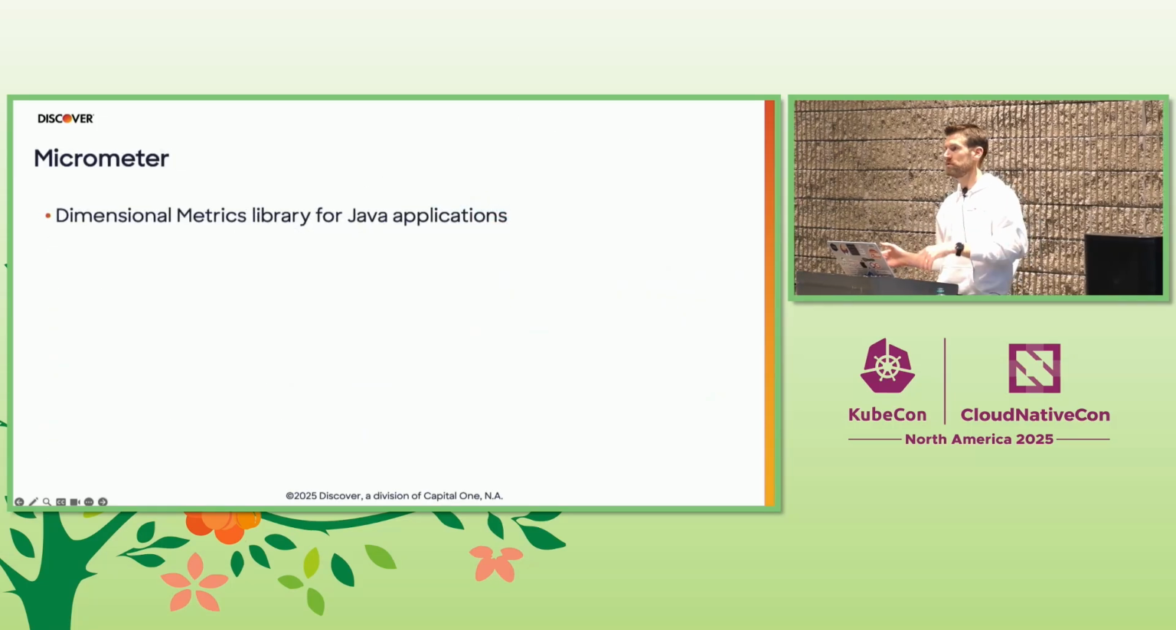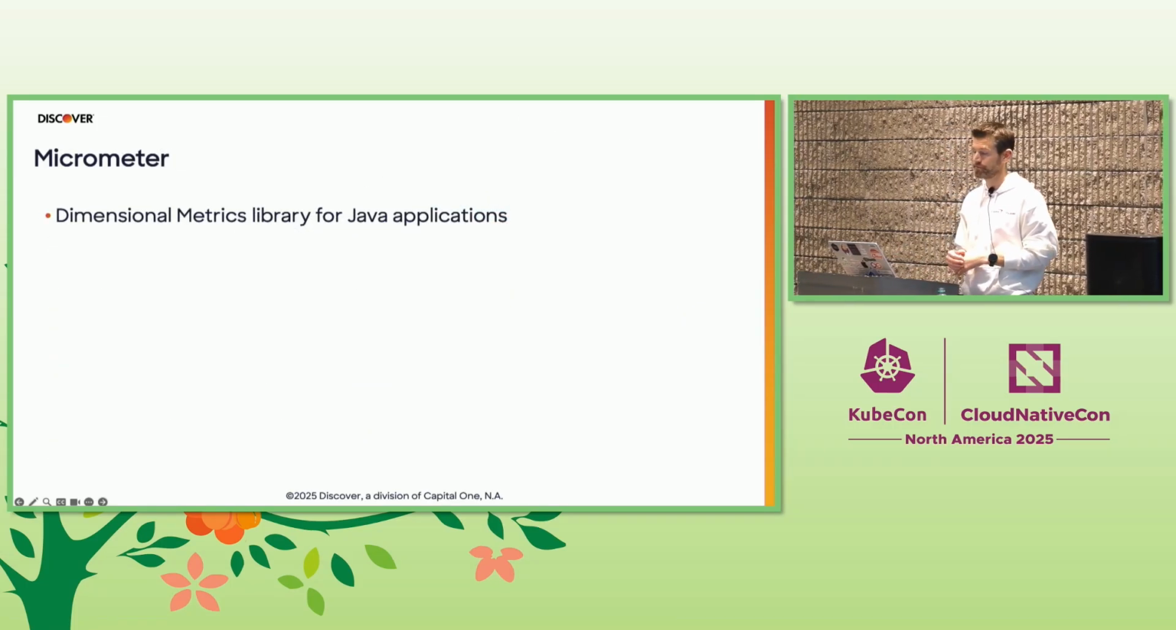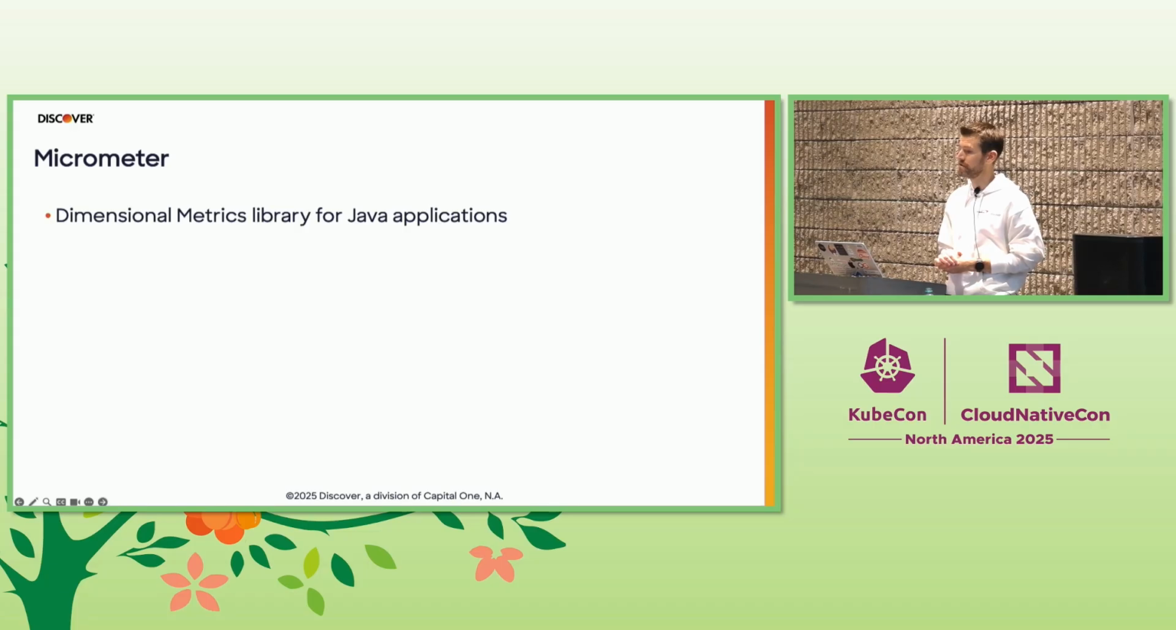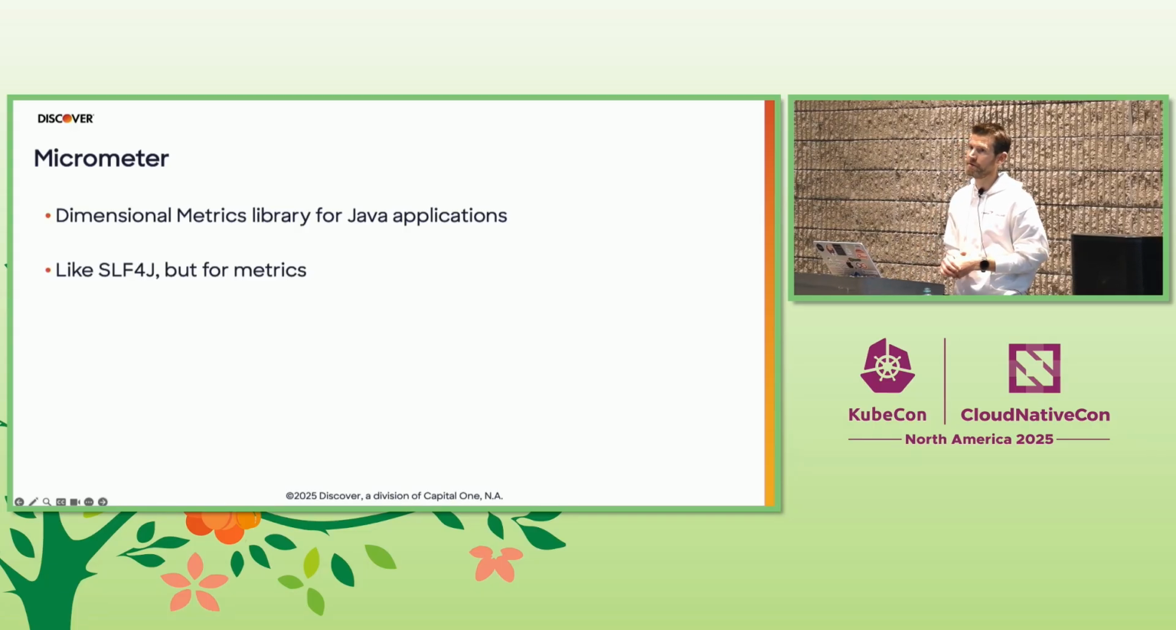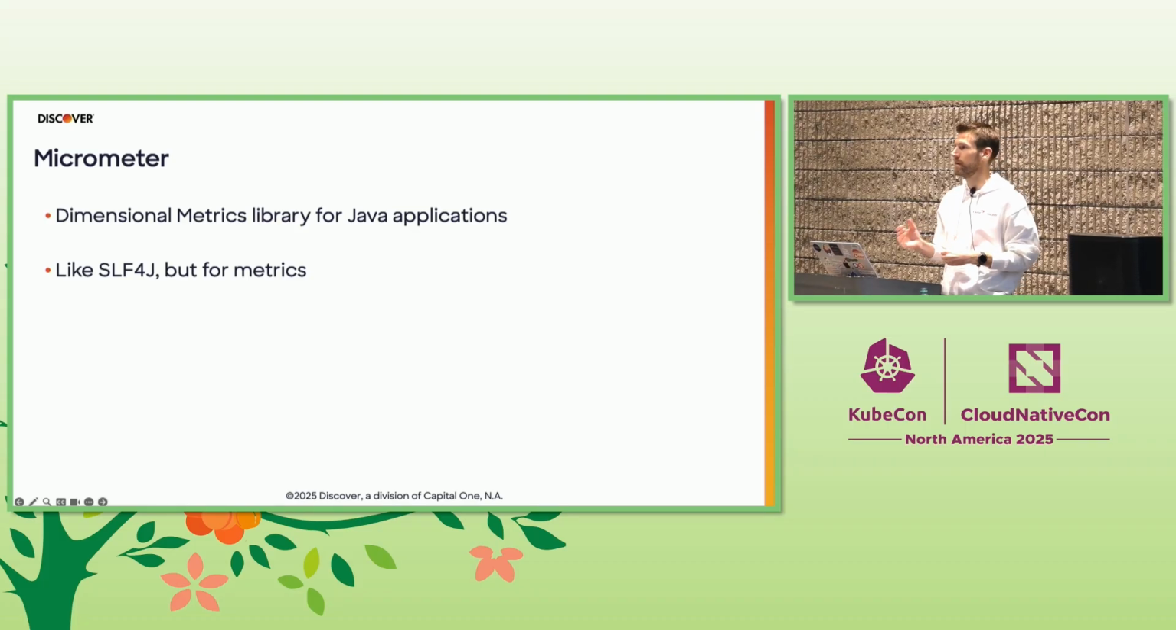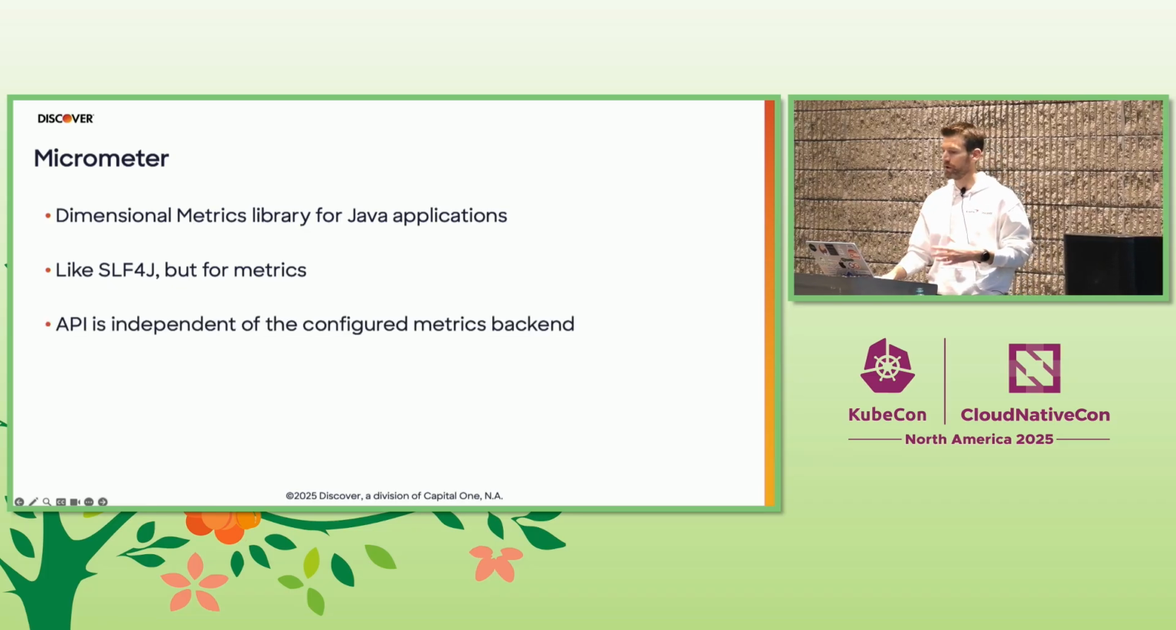All right, so let's switch gears over to the application side of things. So Micrometer is a dimensional metrics library for Java applications. Sometimes it's referred to like SLF4J, but for metrics, right? With SLF4J, you can switch out your logging provider without making any coding changes. You just make a dependency upgrade. Micrometer works the same way.